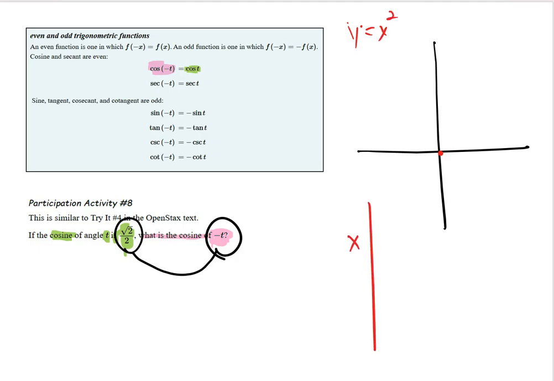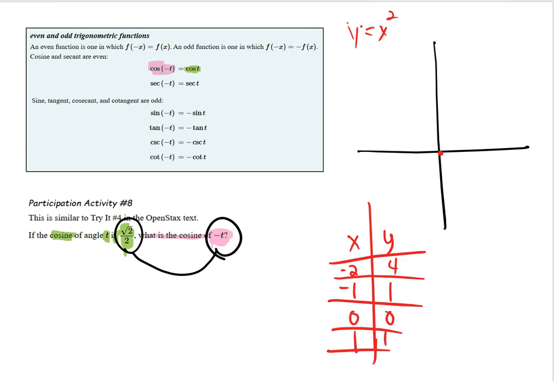And so when x is, let's say, negative 2, negative 2 squared is 4. When x is negative 1, negative 1 squared is 1. When x is 0, 0 squared is 0. When x is positive 1, 1 squared is 1. When x is positive 2, 2 squared is 4. So the points are negative 2, 4; negative 1, 1; 0, 0; 1, 1; and 2, 4.